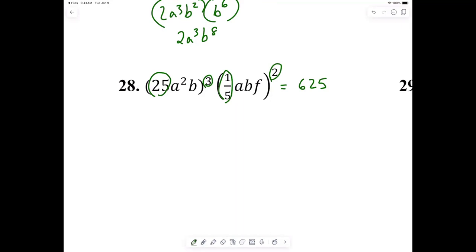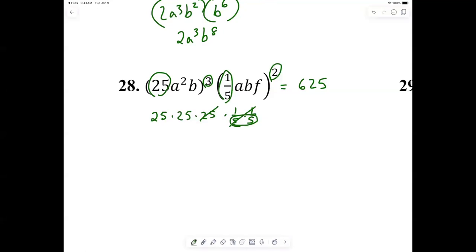Because watch, please watch. 25 cubed means 25 times 25 times 25. Does everybody agree with that? 1/5 squared means times 1/5 times 1/5. Does everybody agree with that? What's 5 times 5? So these two cancel out. Does everybody agree with that? And so now 25 times 25 is what? 625. Is everybody with me on that? If you don't know what 25 times 25 is, that's okay. If you do it enough, you'll just remember it's 625.